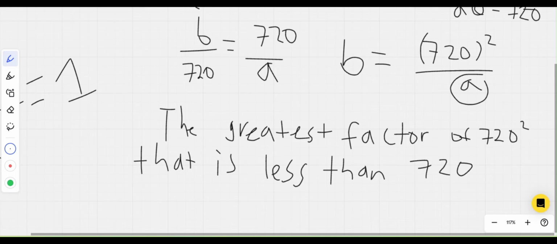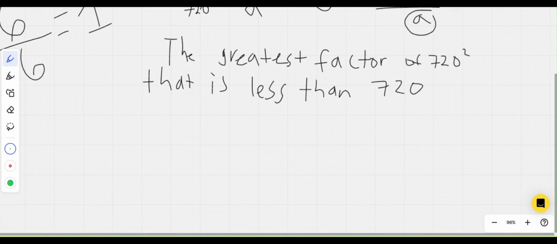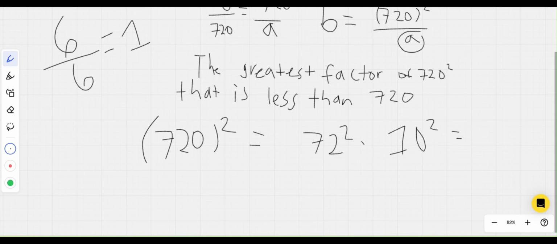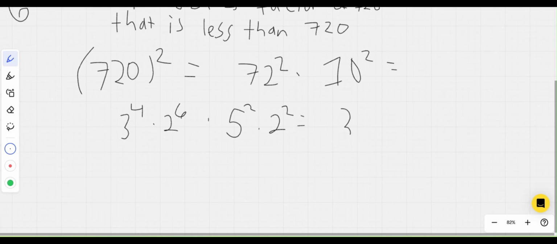Okay, so how do we find this, right? What I did for this problem is I just did guess and check. So yeah, I can kind of show that process here. 720 squared, we can first do prime factorization, so we have 72 squared times 10 squared. This is equal to 9, which is 3 squared, which is 3 to the 4, times 8, 2 to the 6, because it's 2 to the 3 being squared, times 5 squared, times 2 squared. Okay, and then we just do 3 to the 4, times 2 to the 8, times 5 squared.